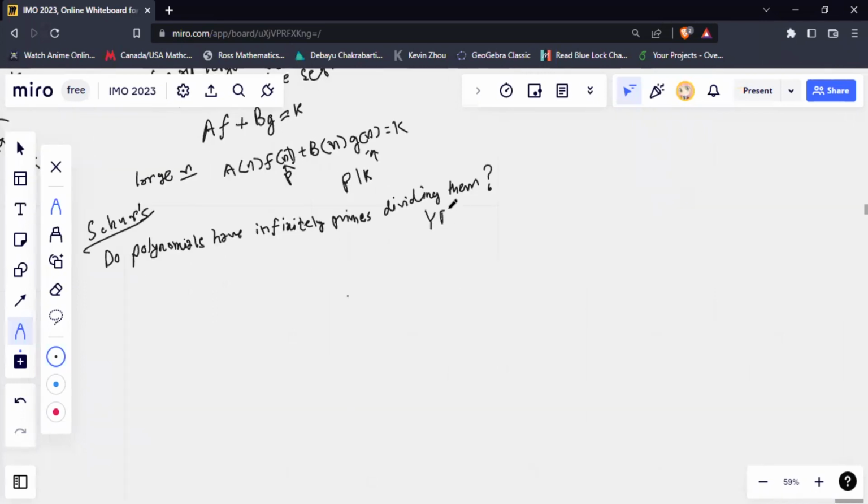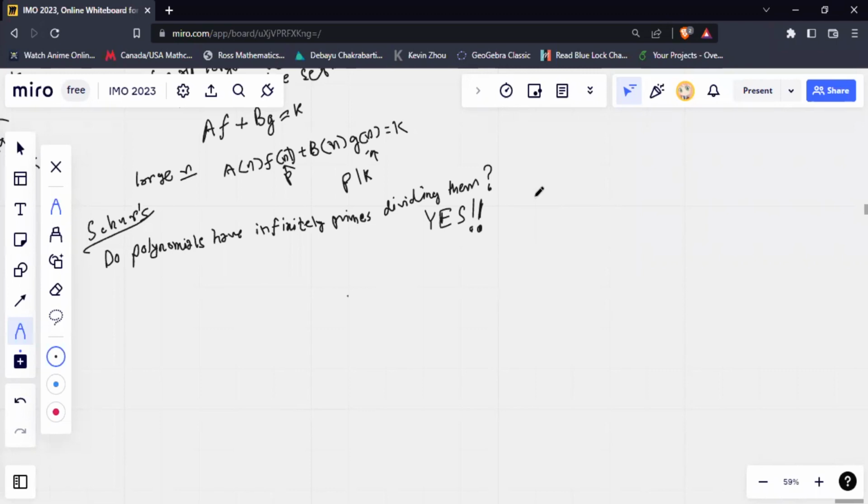So Schur's theorem says that this is true. But how do we prove it? Wait, let me copy paste from Sanjana's handout.